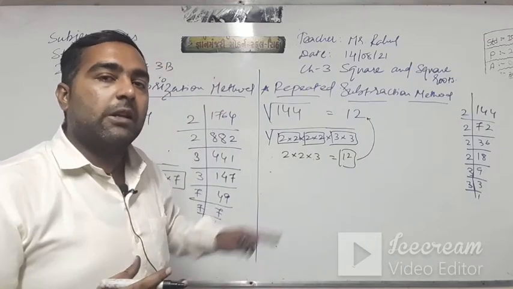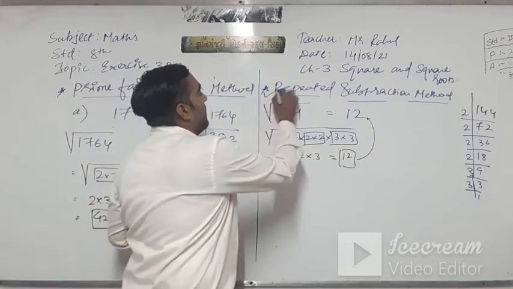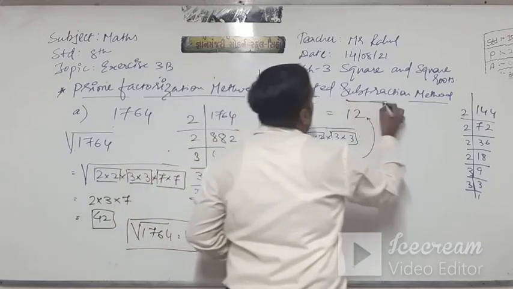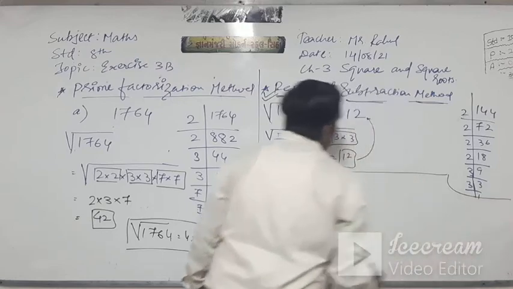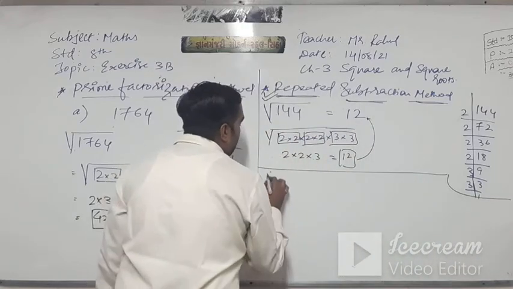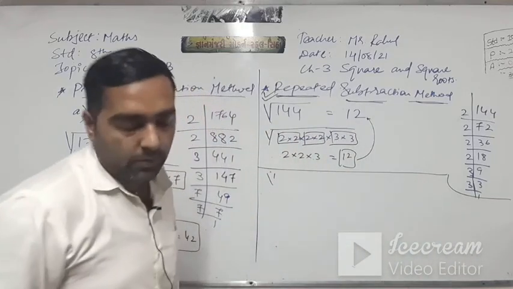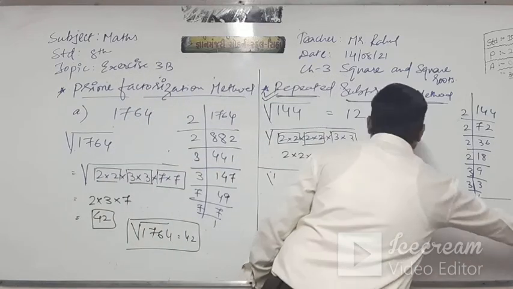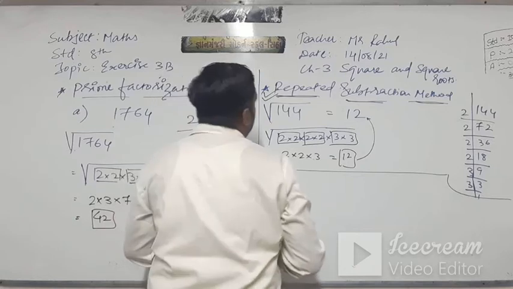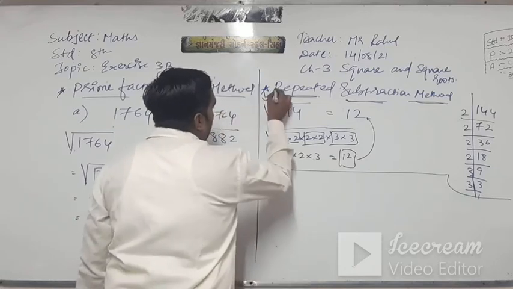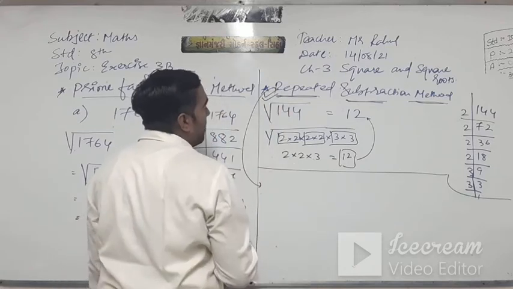Now again we are taking this sum with the repeated subtraction method. Okay, what is the repeated subtraction method? In the repeated subtraction method, I'll tell you that you have to subtract all the odd numbers from the number in the question. Okay, so now we are doing this method here.